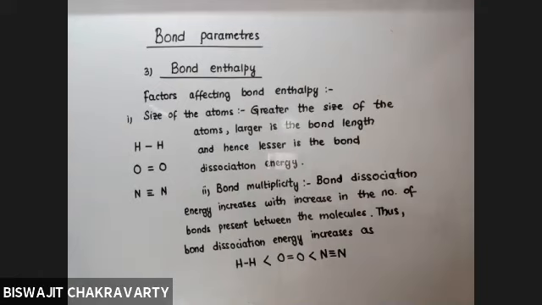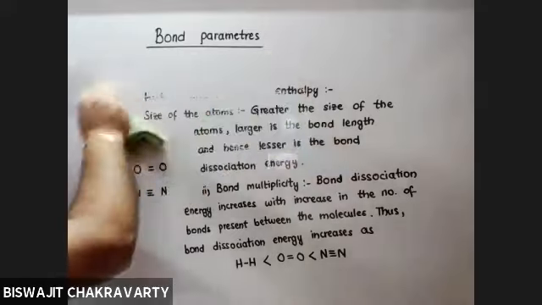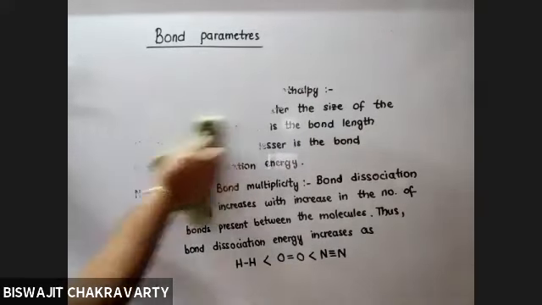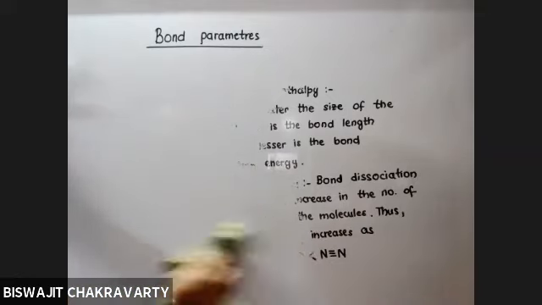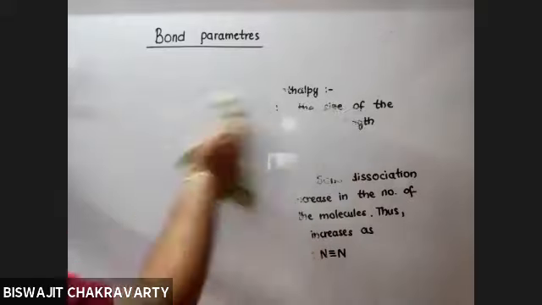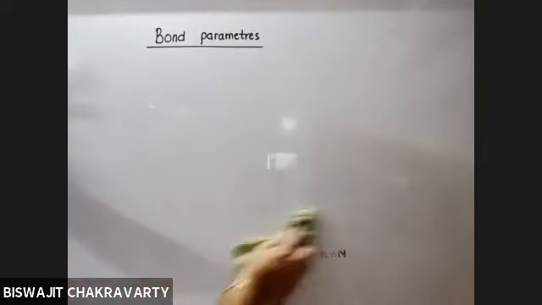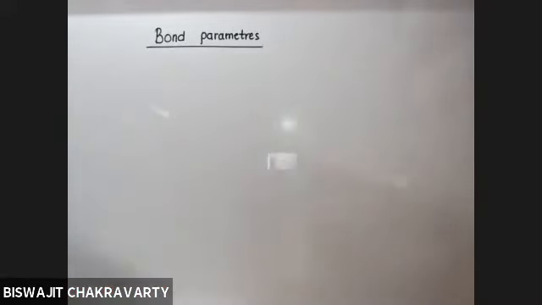Okay, can I proceed? What is the fourth bond parameter remaining to be discussed? Bond angle. Bond order. We have already come across the term bond order, which is also called, what is another term for bond order? From today's discussion, what can you make out?